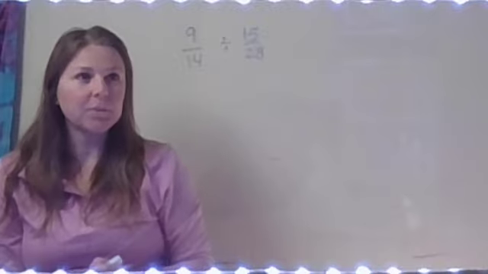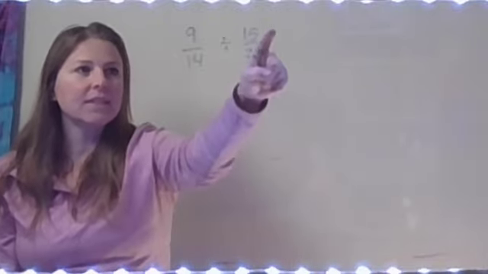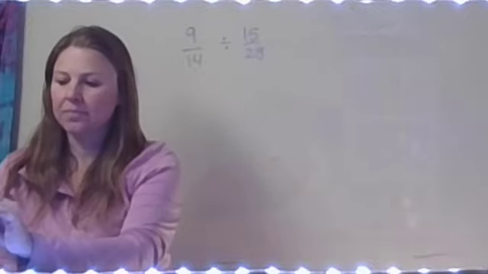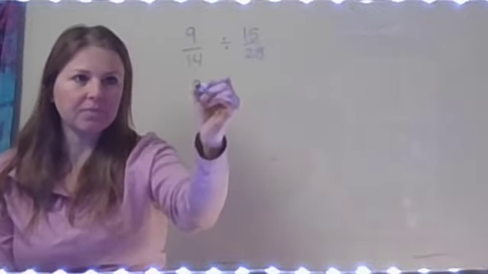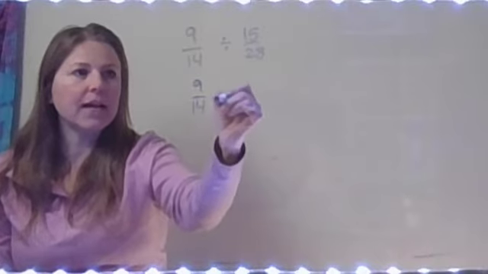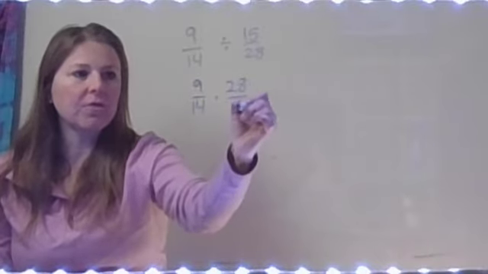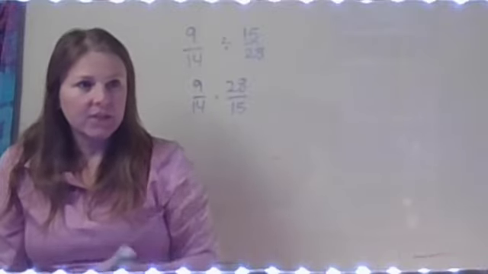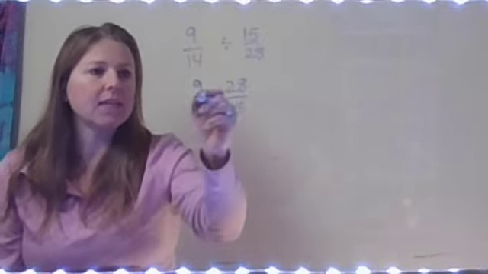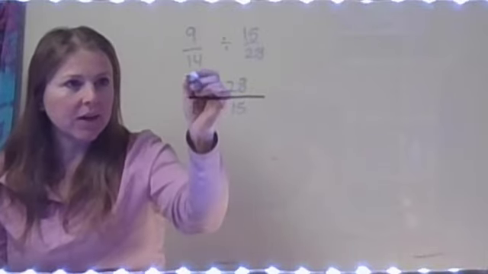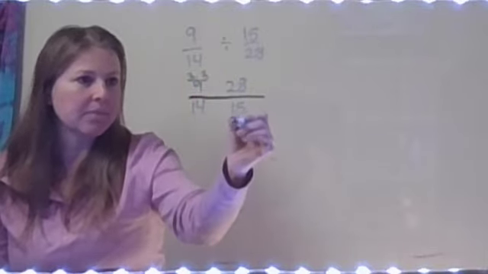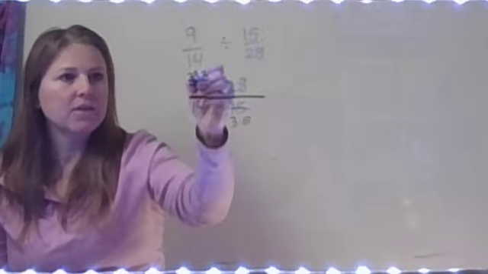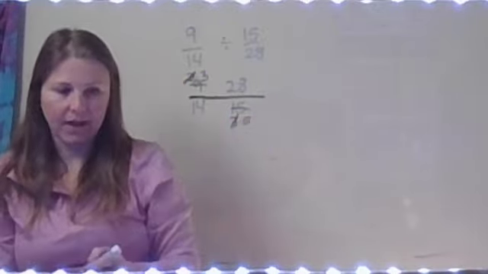I have the next fun-filled problem. It is 9 over 14 divided by 15 over 28. Go ahead and hit pause. I'll give you just a minute. So hopefully you did 9 over 14 times 28 over 15. And this is nice because there's two things that reduce. So 9 and 15 both have a 3 in common. I'll go ahead and write it out like I said last time. 15 is 3 times 5 and 9 is 3 times 3. So we're going to cancel that 3 that they have in common.